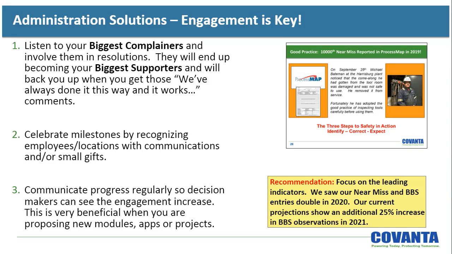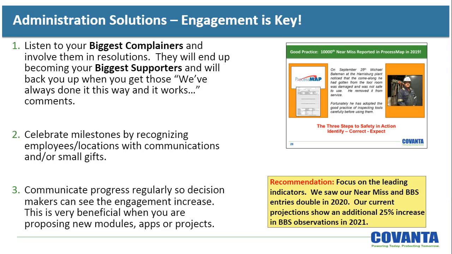And then the other part is communicating your progress regularly on a bigger scope, but also on a location scope. Because if you want to add new things, we see all these great things that ProcessMAP is adding. How do you get the money? How do you get the management team to buy in that it's worth it? Well, you have to show them that people are using it and that they're actually liking it. So it's really important to continue to communicate that.